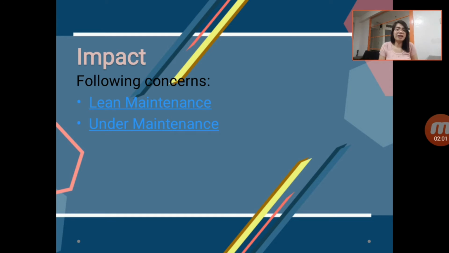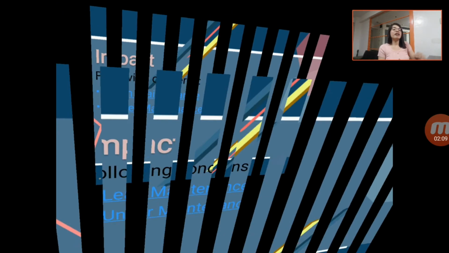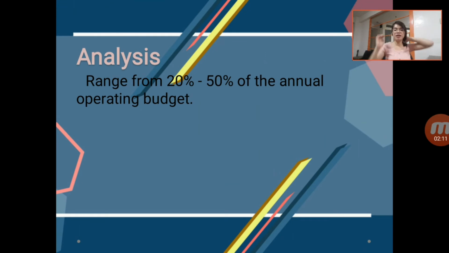Okay, next is under maintenance. It is an insufficient maintenance of an asset or system. Okay, next one is analysis. The maintenance budget will generally range from 20 to 50% of the annual operating budget. So, ganun siya kalaki.